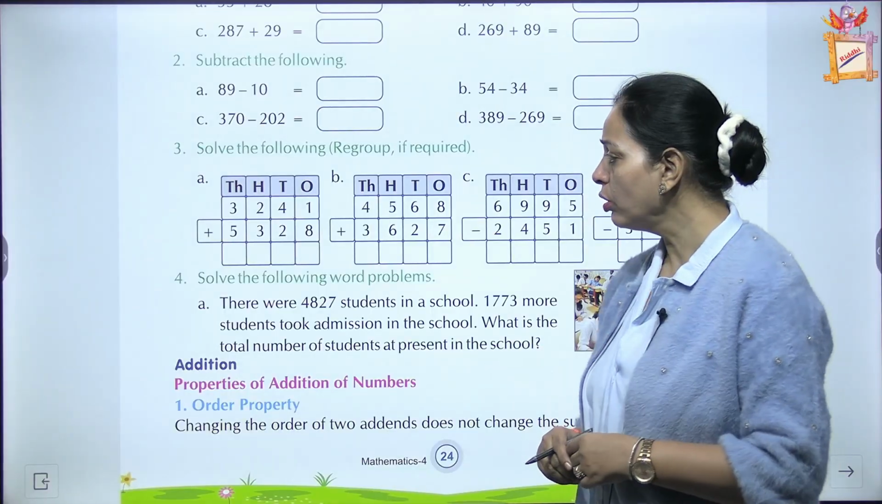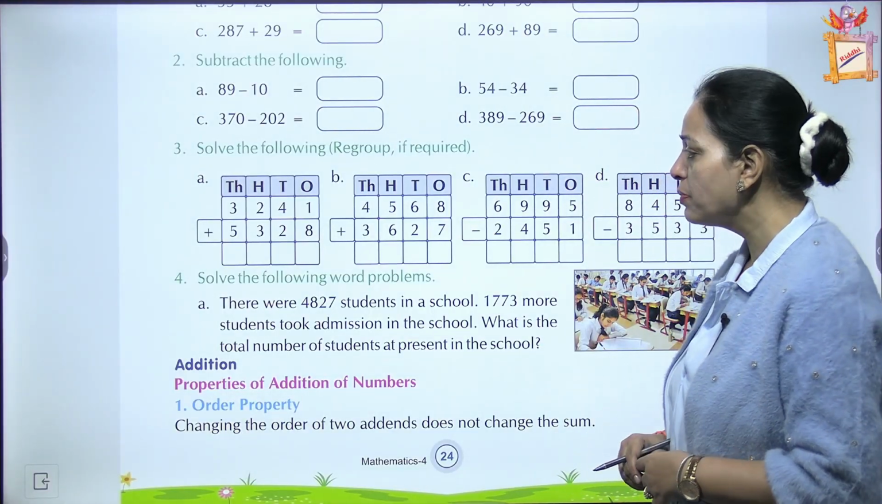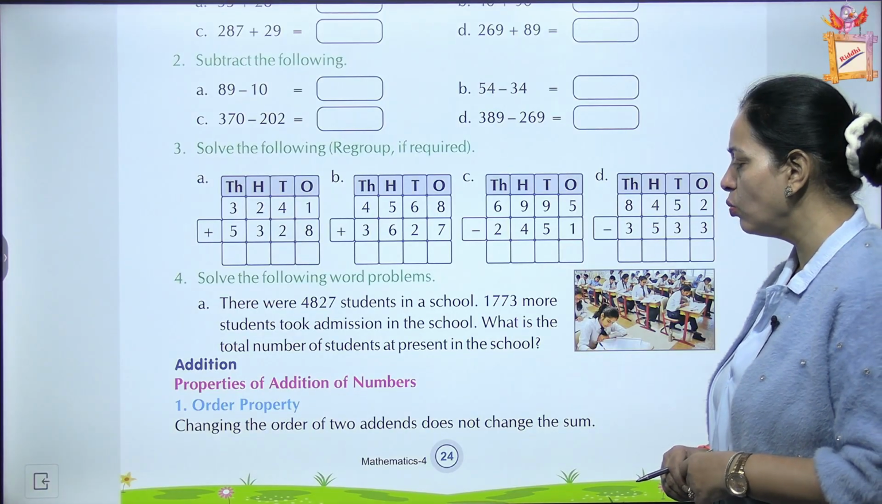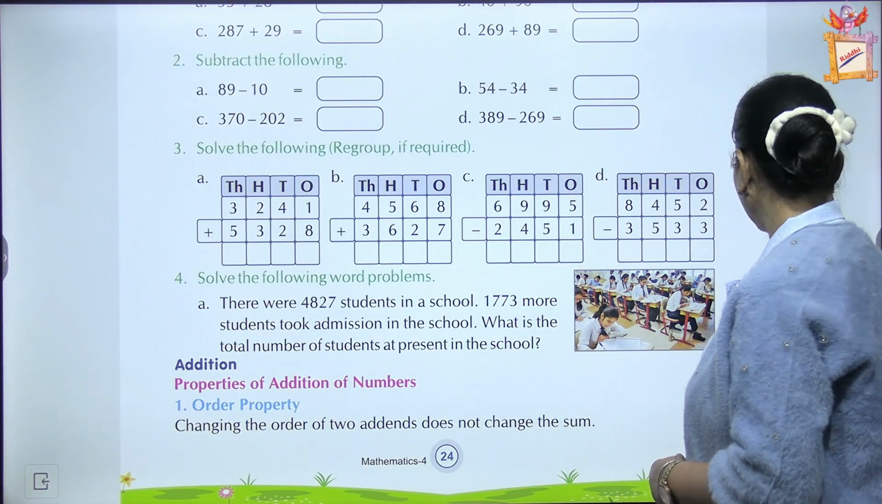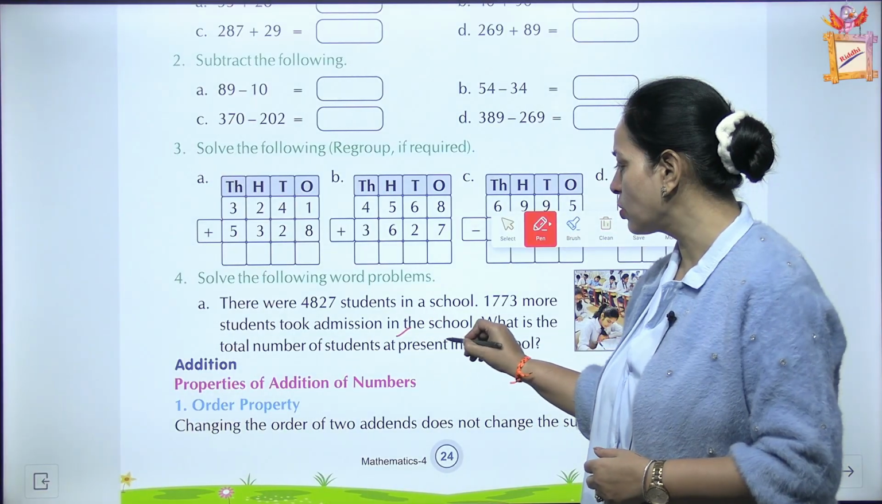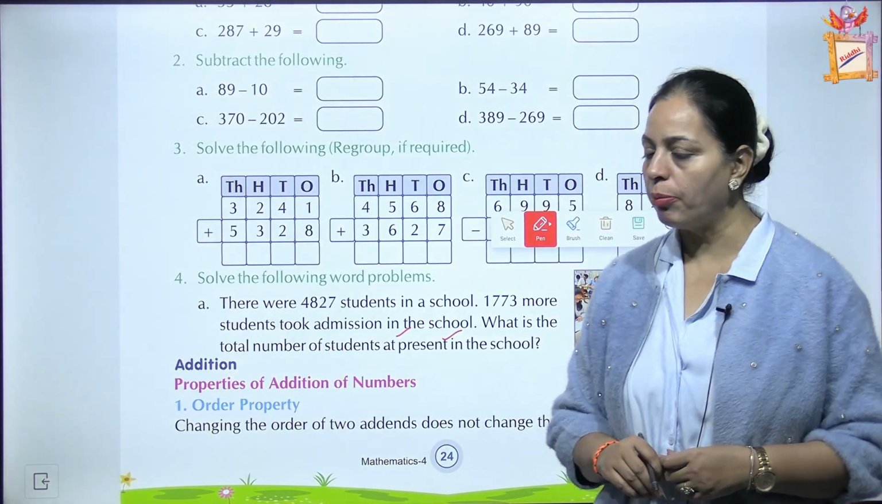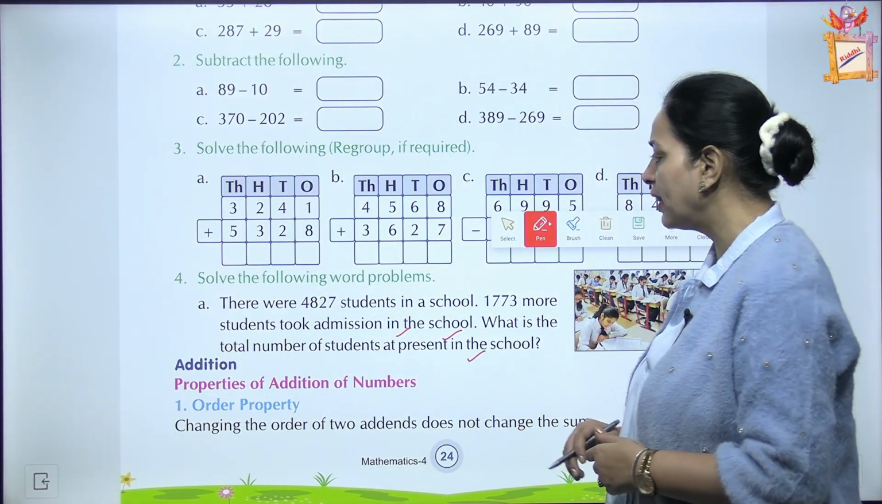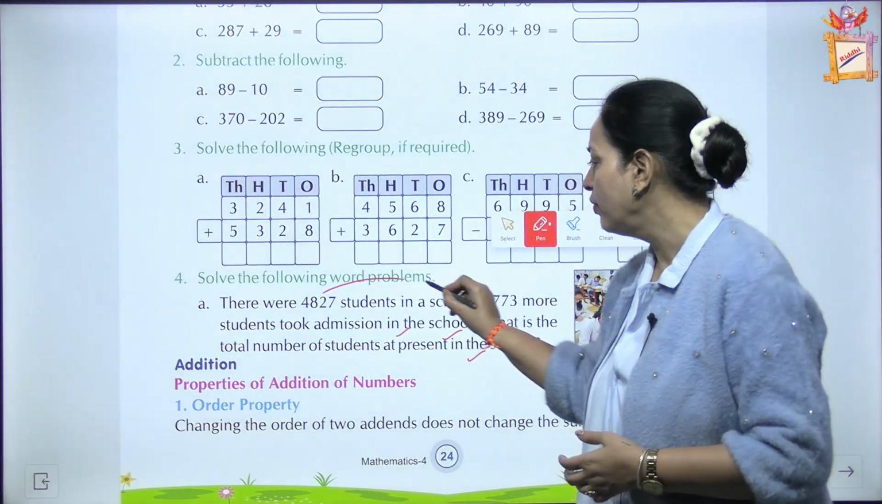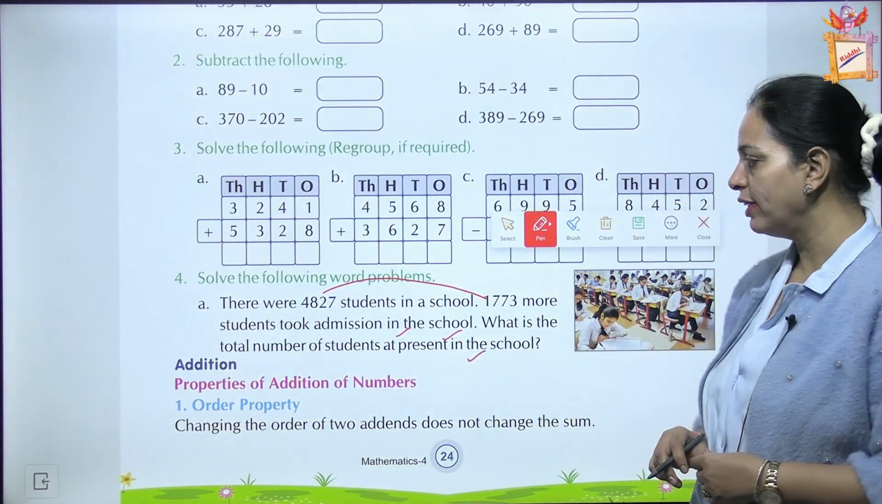Now question number 4. Solve the following word problem. There were 4,827 students in a school. 1,773 more students took admission in the school. What is the total number of students at present in the school? So total means we have to add these two. So you can try this one.